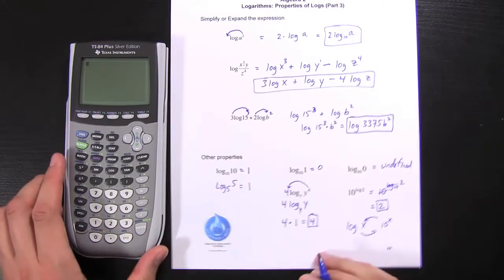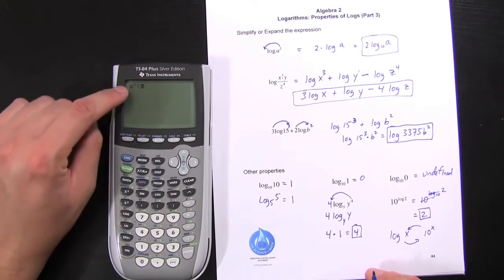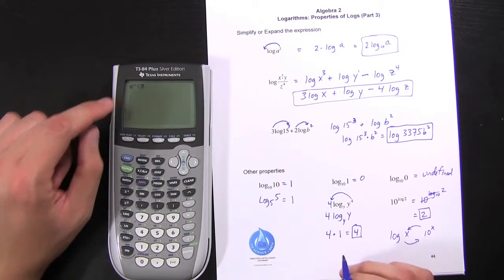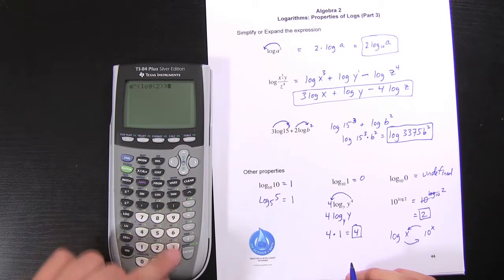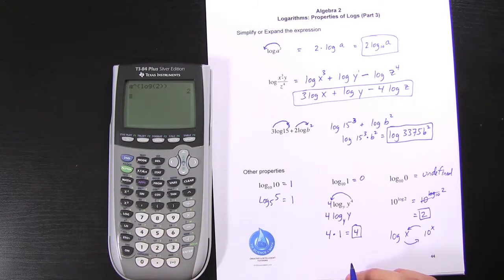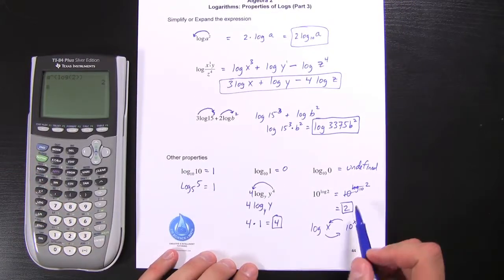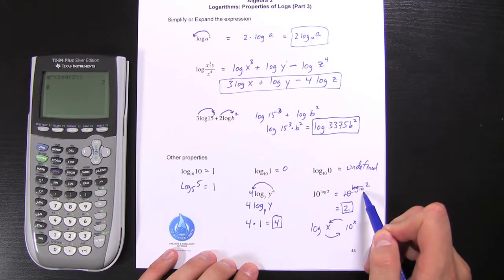Now I can prove that on my calculator. If you hit second function log, you'll see you get a special 10 raised to some power. Now if I were to type in log of 2 in parentheses, and I'm going to use double parentheses there because I have two sets, you see how you get 2 as your answer? So that's further proof for you that what I did was a legitimate move. So when you have 10 raised to some log that is log base 10, the answer is simply 2.